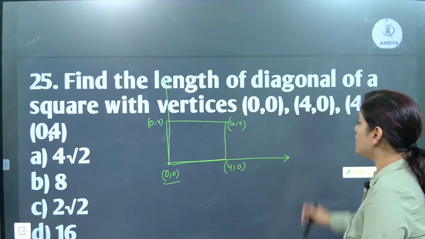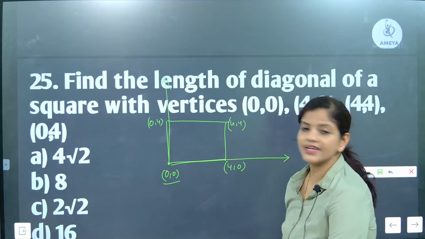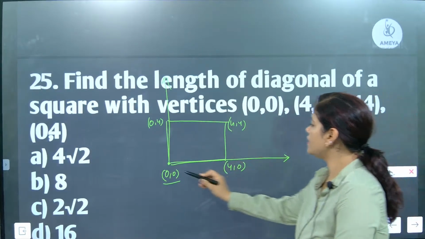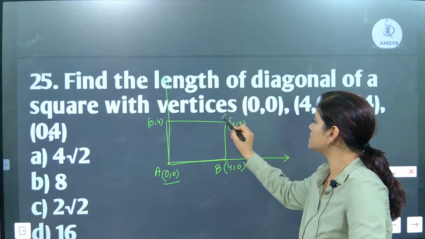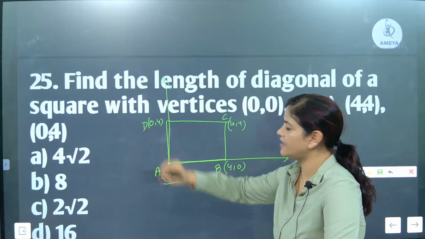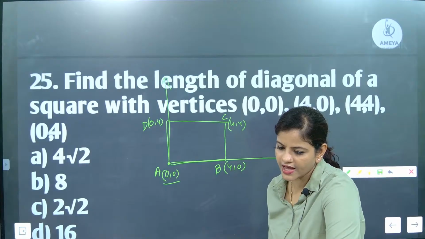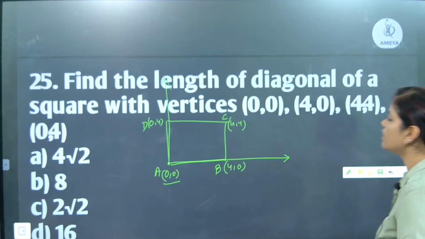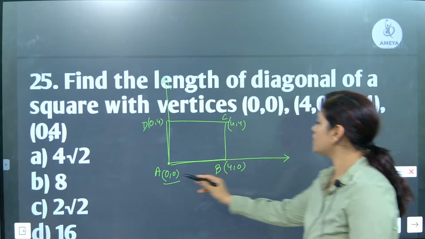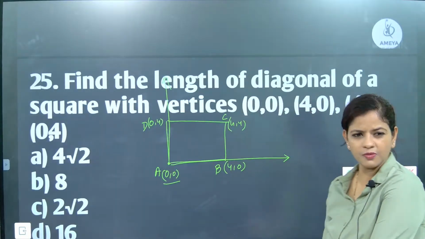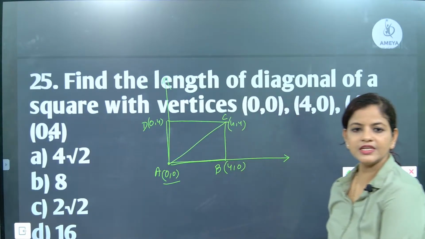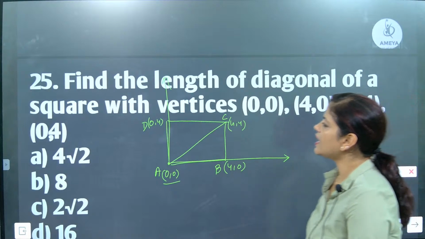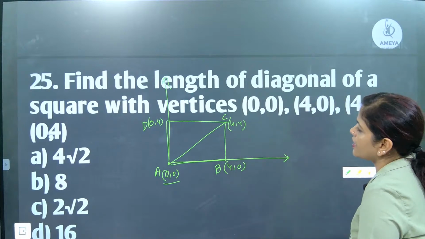Now look here. First, for all the sides, we will write them as A, B, C, and D. Now we are going to solve it. So AB distance, are we going to bother about the AB distance, or can we directly talk about the diagonal? AC is our diagonal. What they are asking is to find the length of the diagonal of a square.